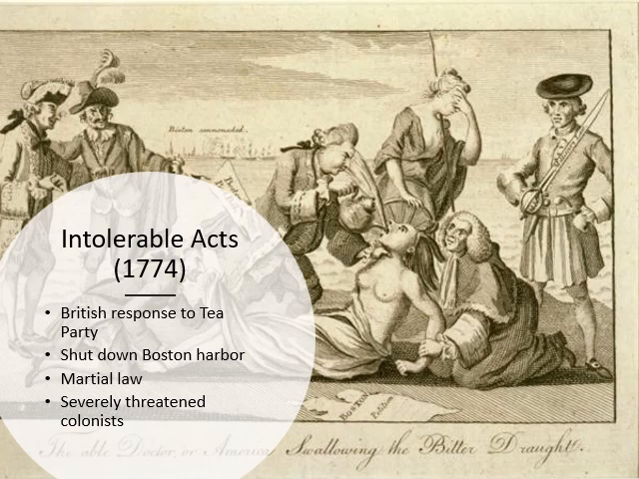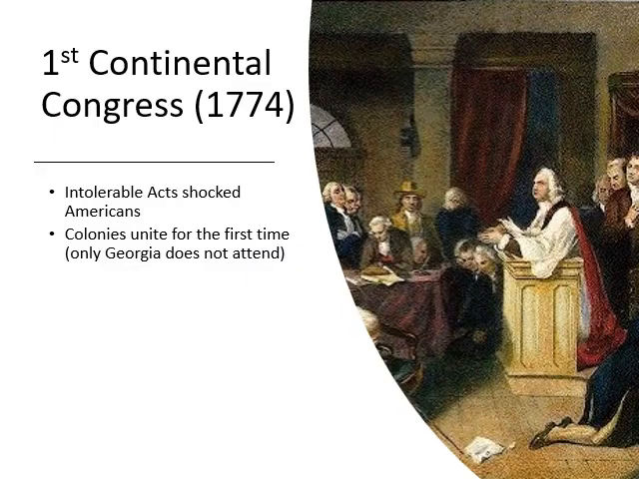They would threaten colonists with charges of insubordination. If colonists didn't agree to what they were doing, the soldiers were allowed to basically do what they wanted. This is seen as a huge invasion of the civil liberties of the colonists, that they are enforcing martial law throughout Boston, shutting down the harbor, threatening colonists. So the Intolerable Acts really shocked Americans. These were the most severe measures by the British government, the British military, on the colonists to date. What this does is actually bring them together even more. The colonies unite for the first time.